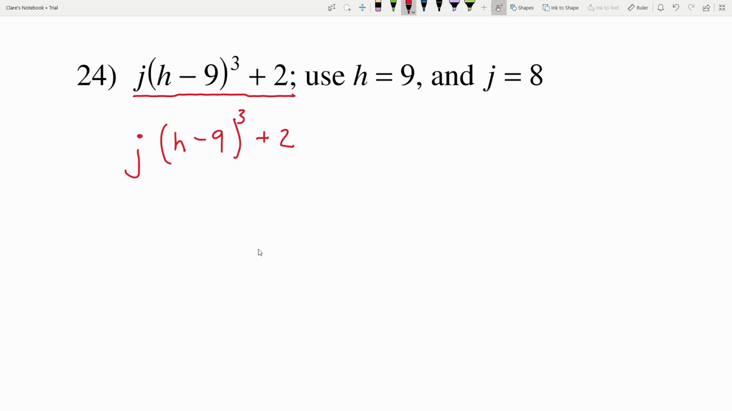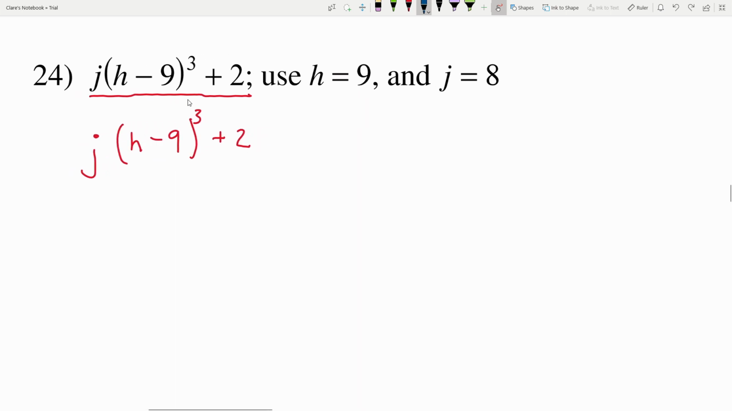You wouldn't say j parenthesis h minus 9 parenthesis cubed plus 2. That's not the way we usually say things when talking about them in English. So I like to say j times the quantity, whereas the quantity represents what's enclosed within those parentheses. So feel free to use that as a reference in the future. But for now, let's do our problem.